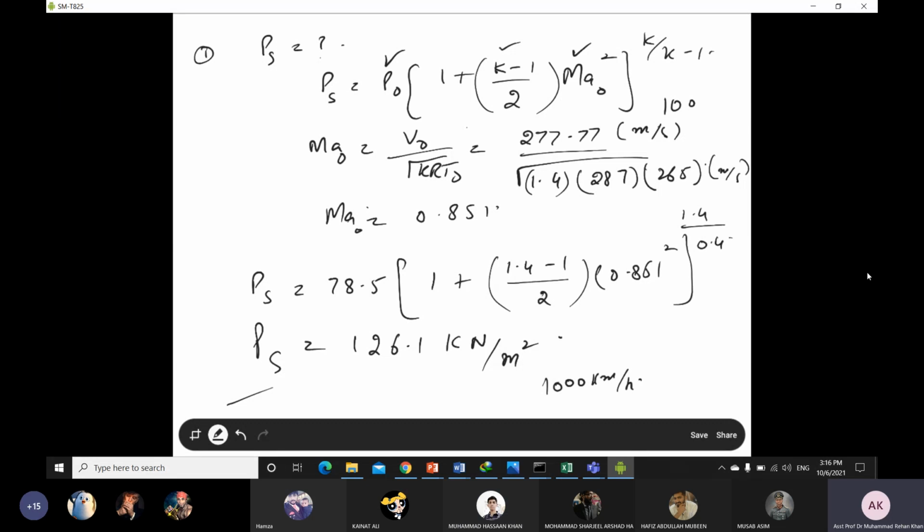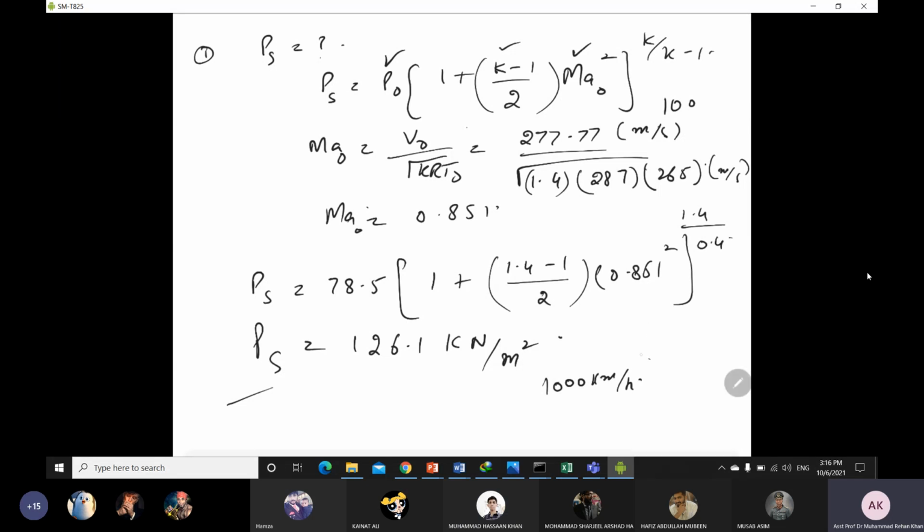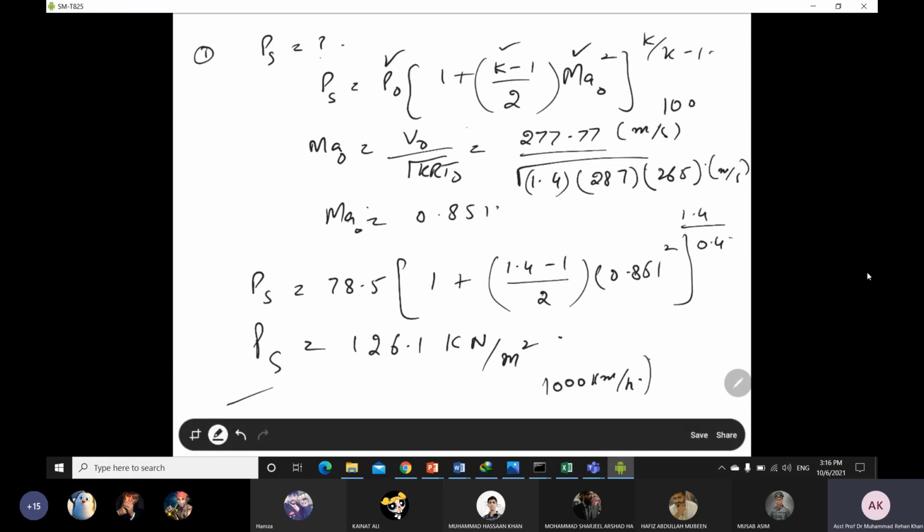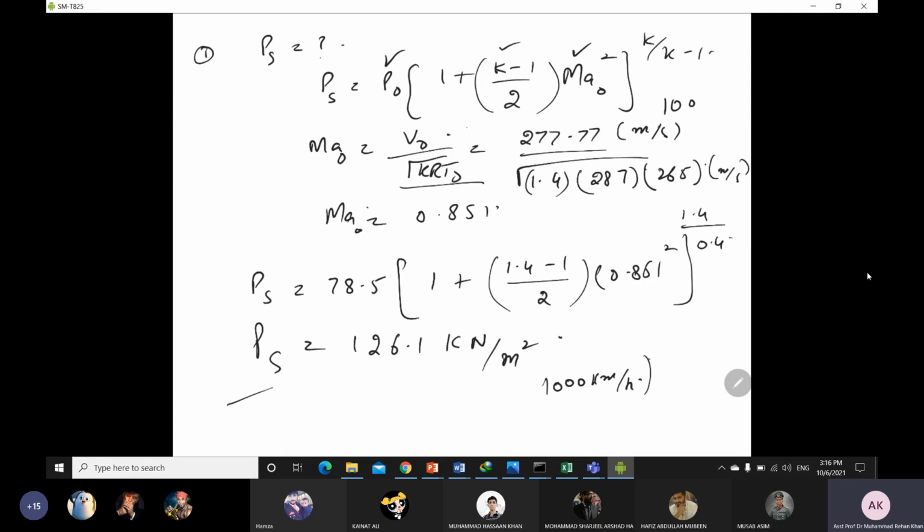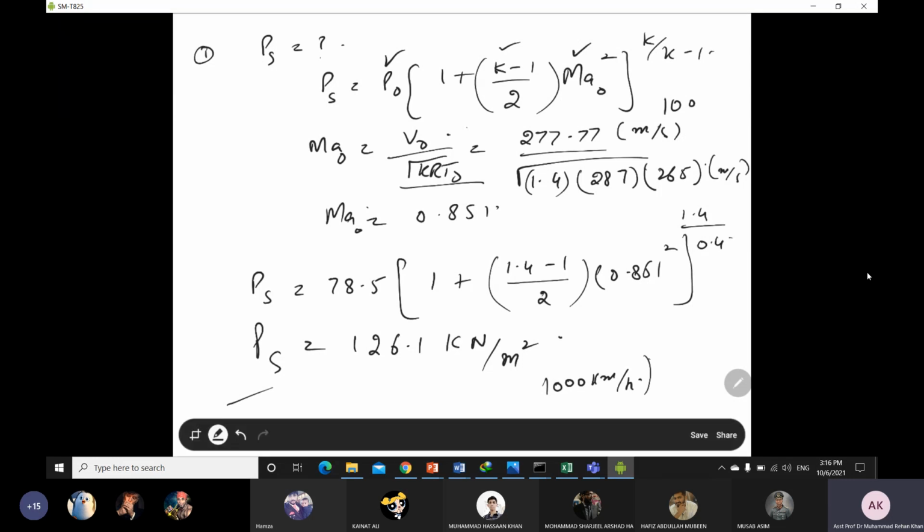I will tell you that the value we had in the problem was 1000 kilometer per hour. So we have to convert it into meter per second, because your V naught value is in meter per second and the value of c, the speed of sound, is in meter per second. That's why you have to make it consistent. Either you can make the value of c, the speed of sound, in kilometer per hour, and keep the V naught value same as 1000 kilometer per hour. Okay, so that's why I have to do the conversion. I hope you all know how to convert kilometer per hour into meter per second.